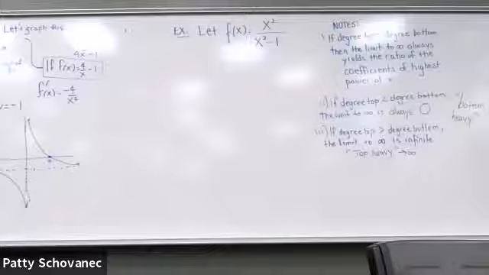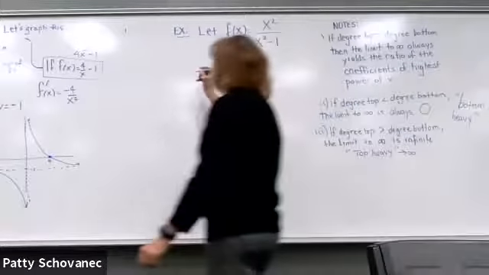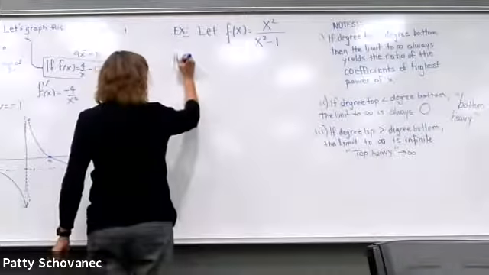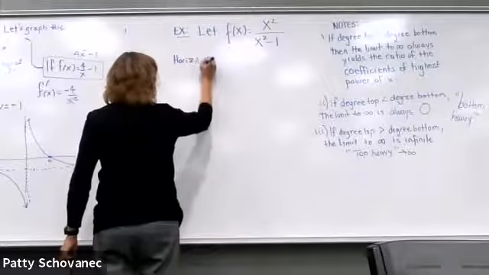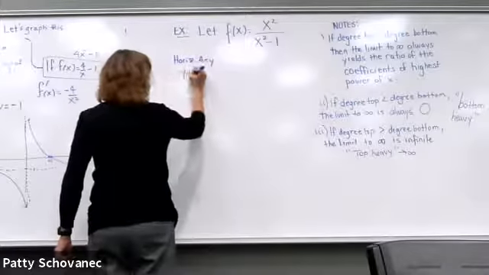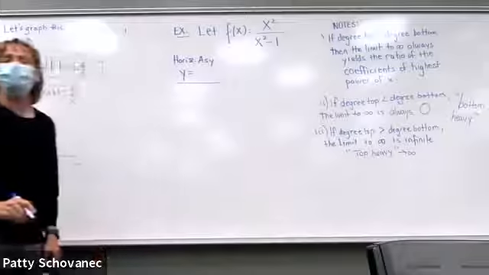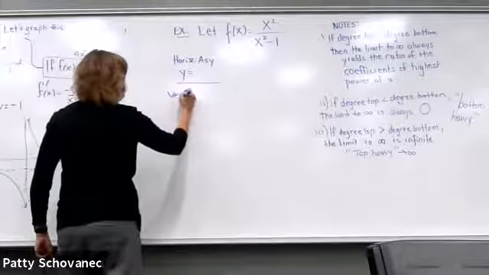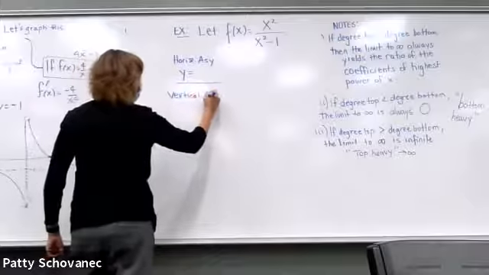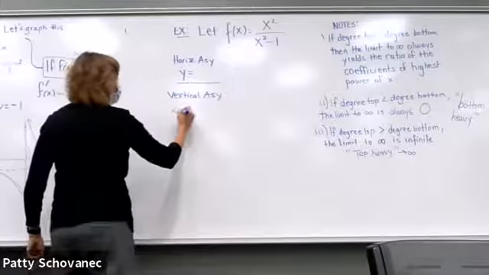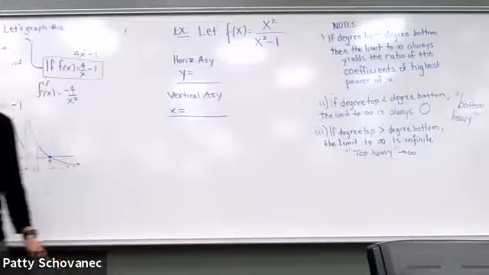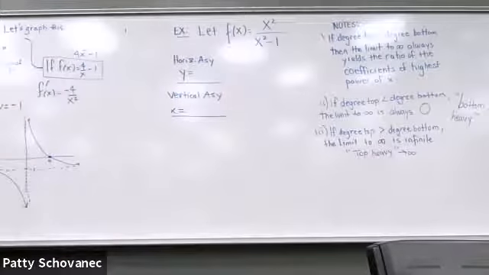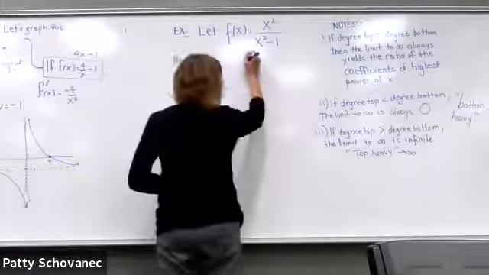So let's take the following steps to graph this thing. Let's identify any horizontal asymptotes. It's a horizontal line, so we write it as the equation of the line y is equal to. Identify any vertical asymptotes. Those are vertical lines, so they have the equation x is equal to. The horizontal asymptote is what we get when we take the limit to infinity.